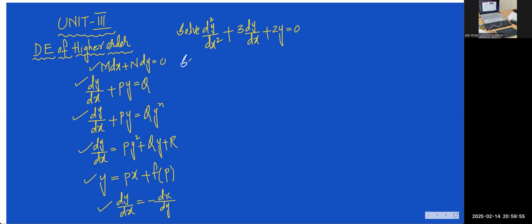Look at the basic class today. Step number 1, we have to find out the operator form of this equation, the operator form.